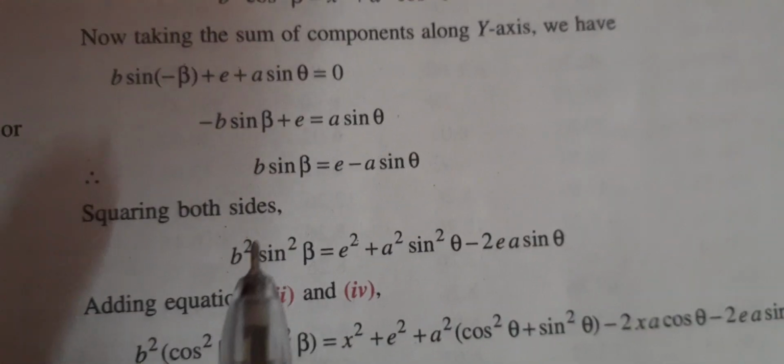Now taking the sum of the components along the y-axis, we have b sin(minus theta) plus e plus a sin theta is equal to 0. Minus b sin theta plus e is equal to minus a sin theta. So therefore b sin theta is equal to e minus a sin theta. Squaring both sides we get b square sin square theta is equal to e square plus a square sin square theta minus 2ea sin theta.